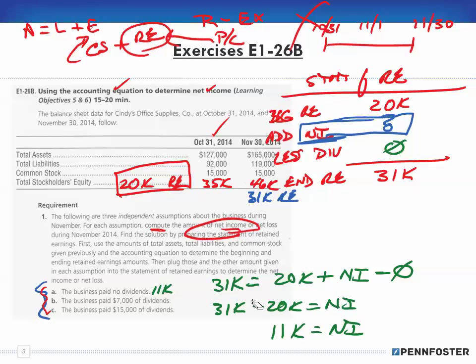Now that we understand how to do that, what does B say? The business paid 7,000 in dividends. Sorry, I shouldn't have erased that.